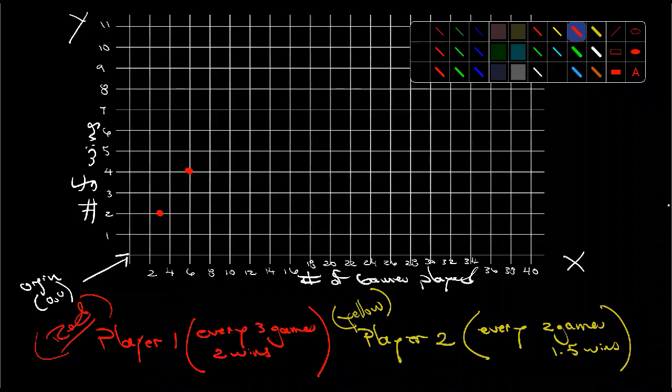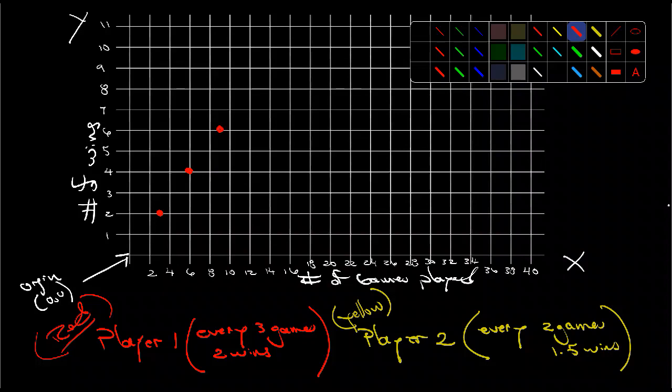So what's the next one? 3 games. So I'm going to go over 1, 2, 3. So it's right there between 8 and 10, which would be 9. And then 2 more wins. So 4, 5, 6. So there's my 3rd dot.